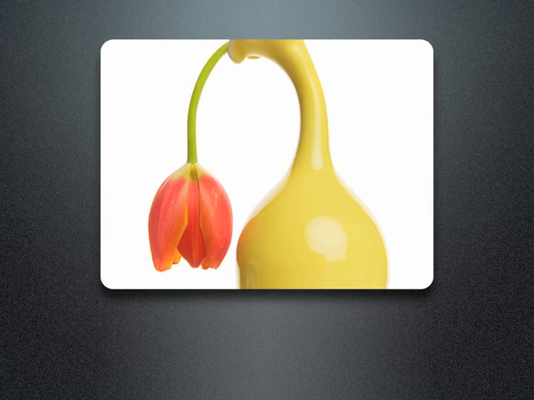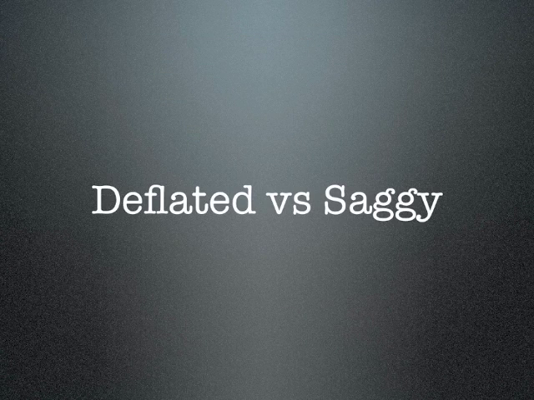So there are different kinds of sag, both causes of sag, and there's different degrees of sag. Later on, we'll talk about the difference between saggy breasts and deflated breasts.